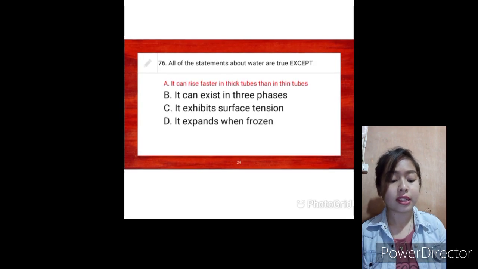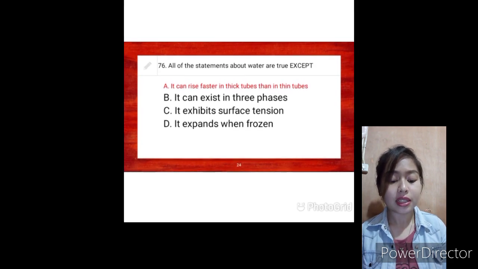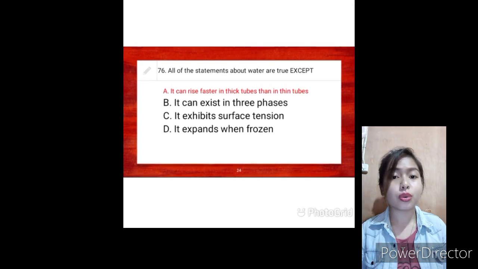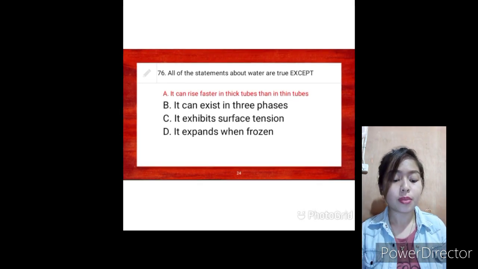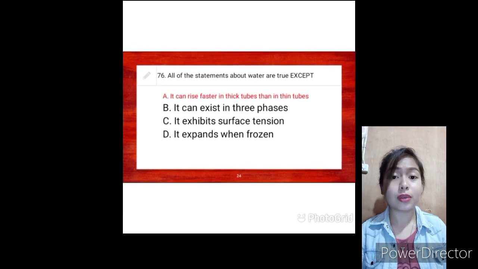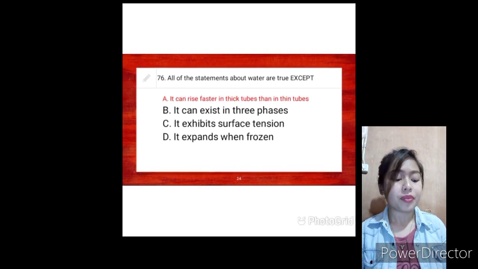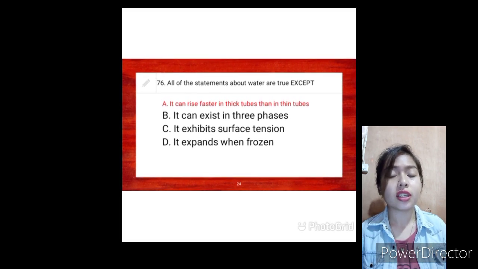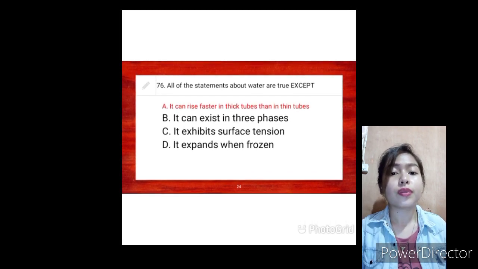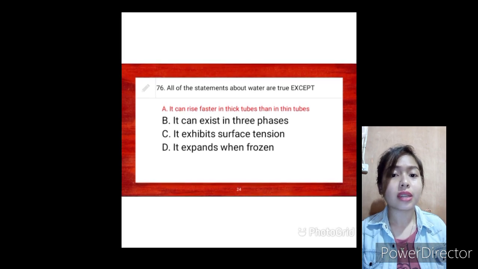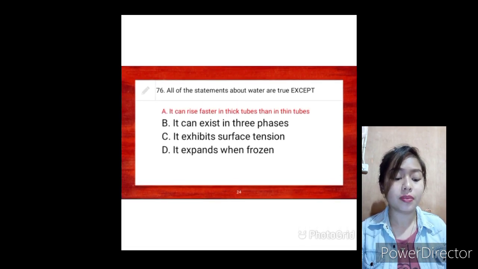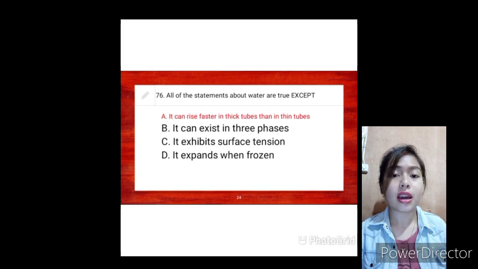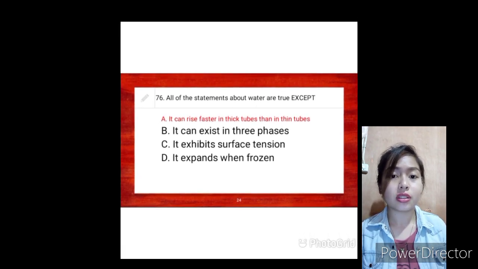And the other choices, like letter B, it can exist in three phases. Yes, it is a true statement about water because it could be solid, liquid, and gas. And letter C, it exhibits surface tension. Yes, it is also a true statement about water because water is known to have a high surface tension.